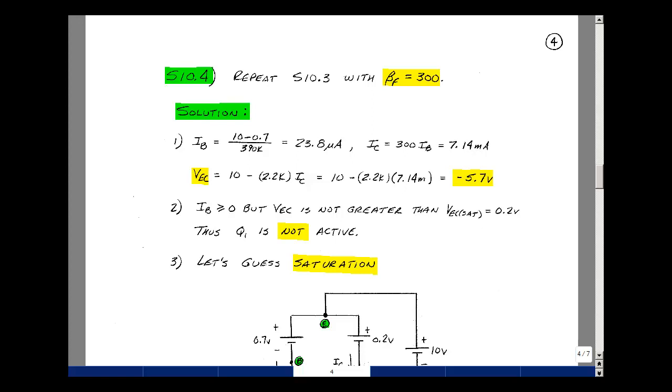This lesson deals with supplemental problem 10.4. You can find this problem in the course ebook in the Chapter 10 Supplemental Problems on page 4. Can you repeat supplemental problem 10.3 but now with beta F equal to 300?